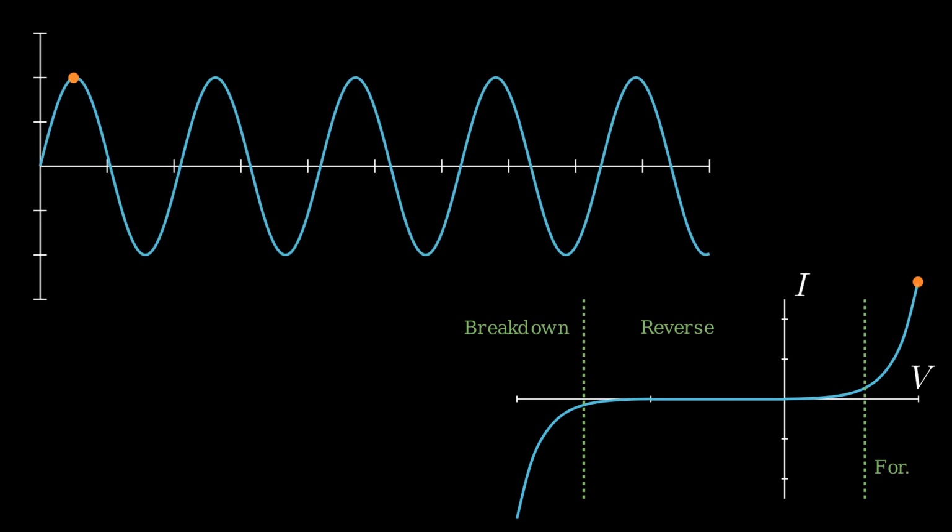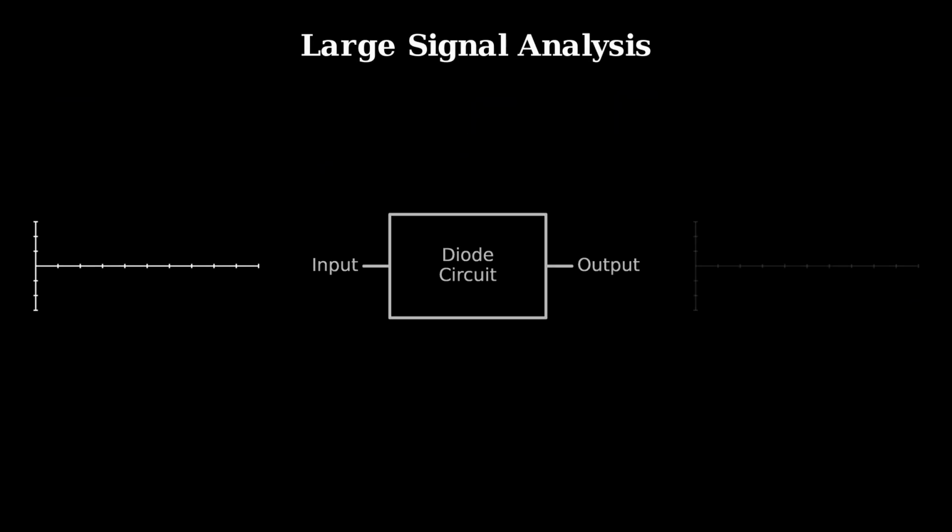When the input signal is large enough that the diode operates in multiple regions, we use large signal analysis. In this video, I will develop the approach that allows us to determine the output of a circuit with a diode given a large, time-variant signal on the input. I will start with a simple, but very common circuit known as a half-wave rectifier.